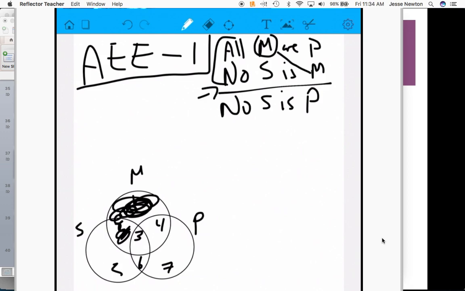Well, if no S is in M, then that means no S is in 2 or 3, so we would cross that out, and all S are in 5 and 6. But no S is M. That's what we have shown here. And all M are P, all M are there.